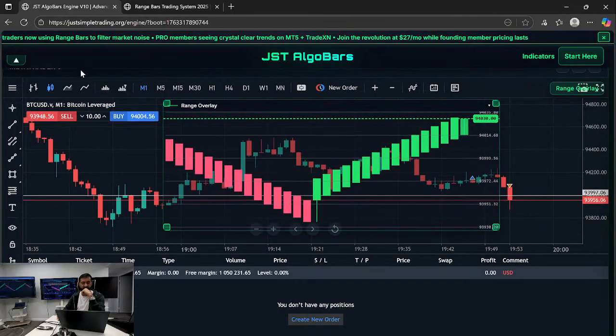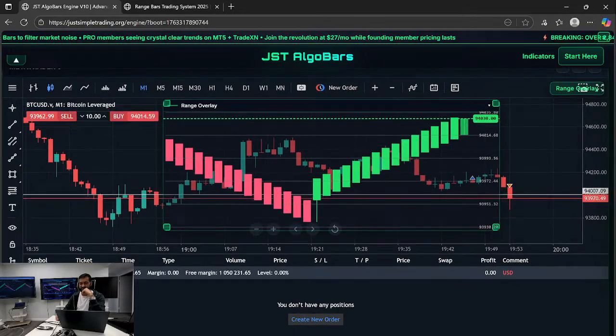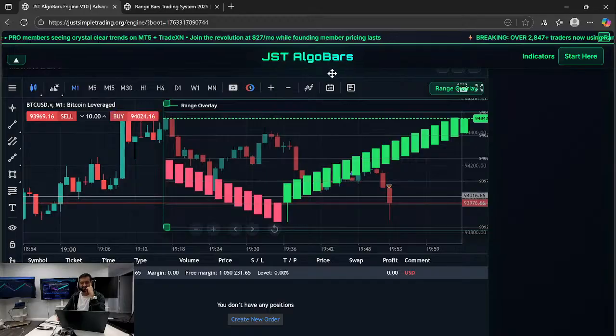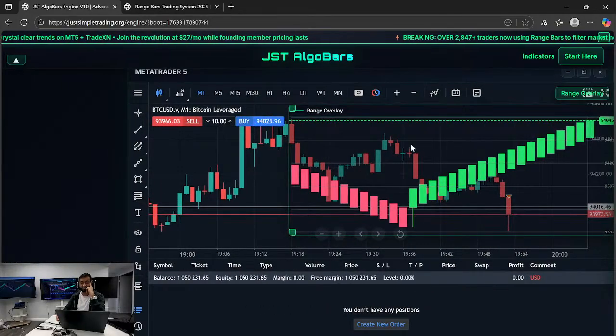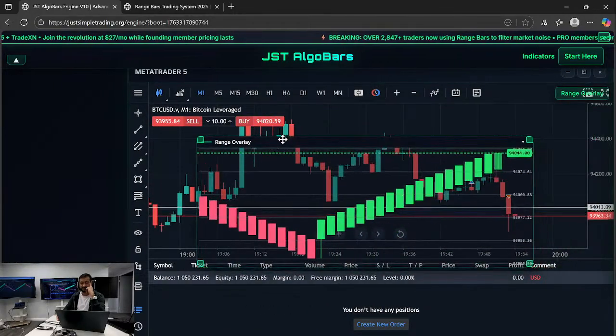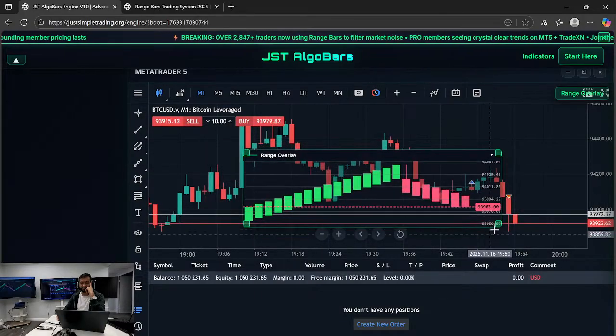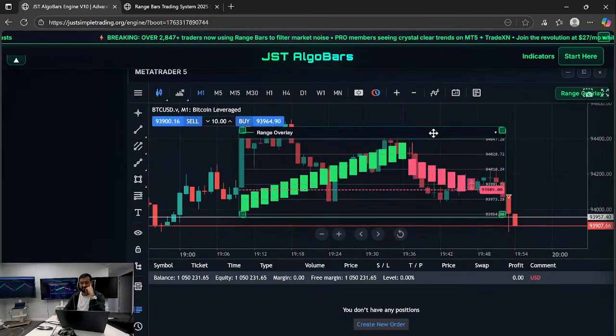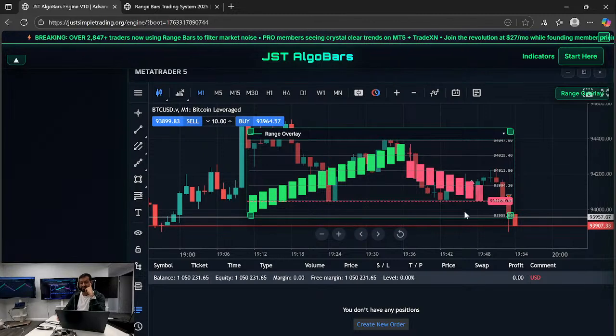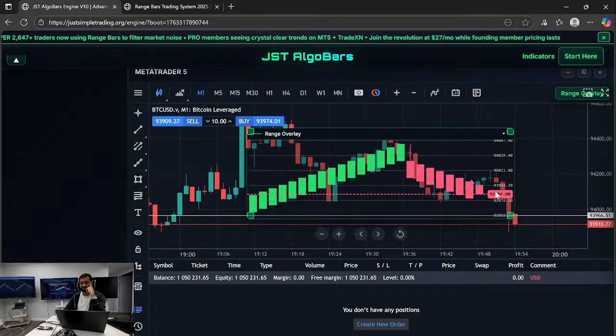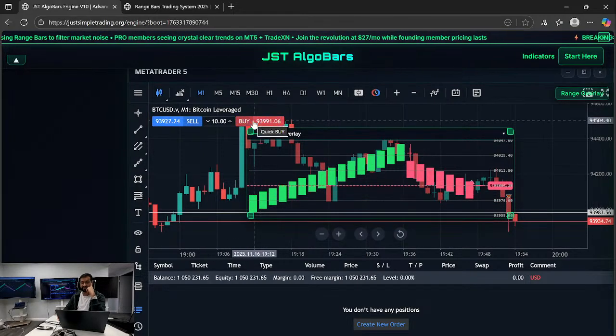All right. One thing that we can do is add the super trend indicator to the range bars directly. Let me show you guys how we do that. Let me move the range bars overlay right here. The next thing we'll do is, as soon as the range bars go green again, we'll enter our next buy trade.